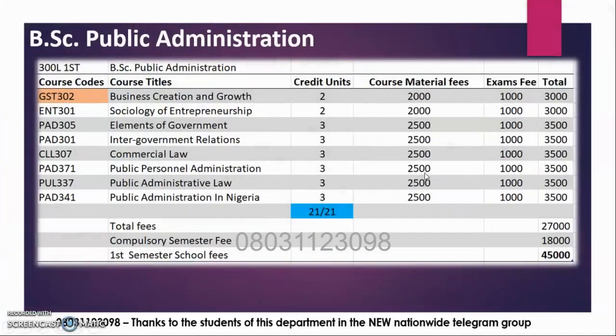Then 300 level first semester, you have GST 302, which is compulsory for you, and these are your other courses, totaling 21 units, and your fee is 45,000.